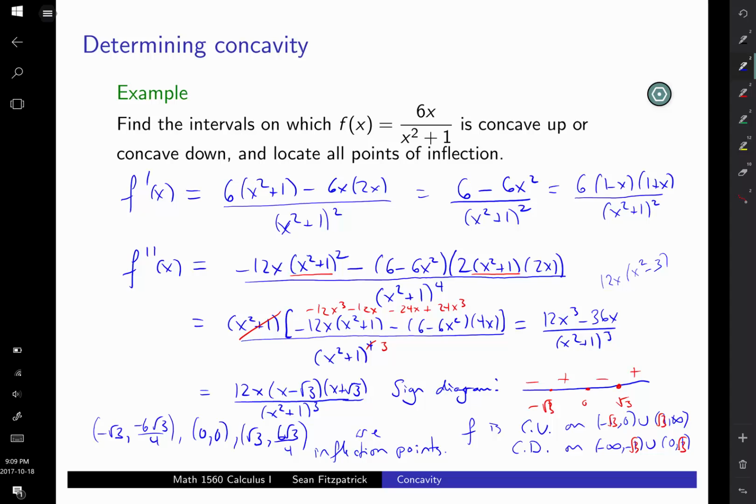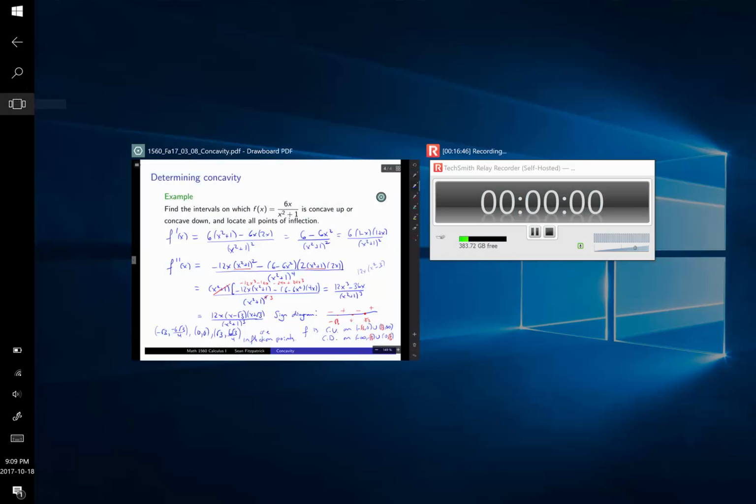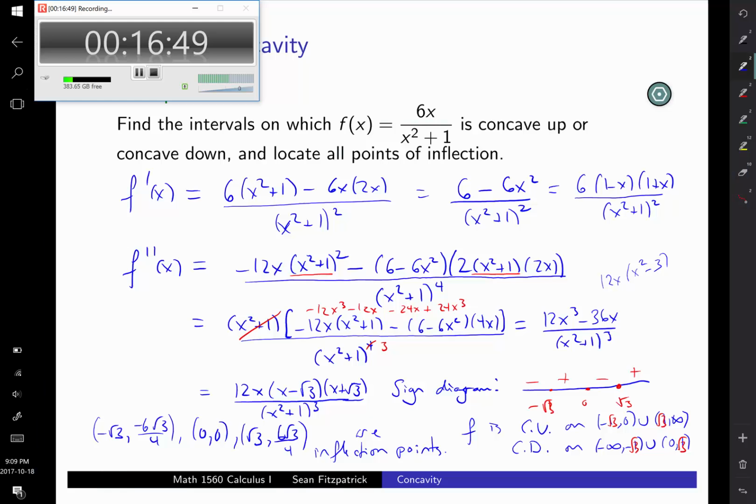If I had better editing software, I would just cut that part out and you guys would never know that I messed up. But yeah, it's probably good for you to see that mistakes happen and you can fix them. All right, so that's it for concavity.